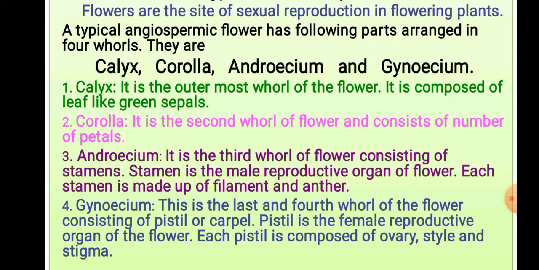Then about gynoecium. This is the last and fourth whorl of the flower, the innermost whorl, consisting of pistil or carpel. Pistil is the female reproductive organ of the flower. Do you understand? Each pistil is composed of ovary, style and stigma.